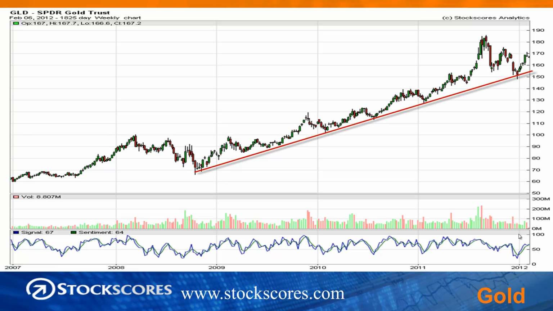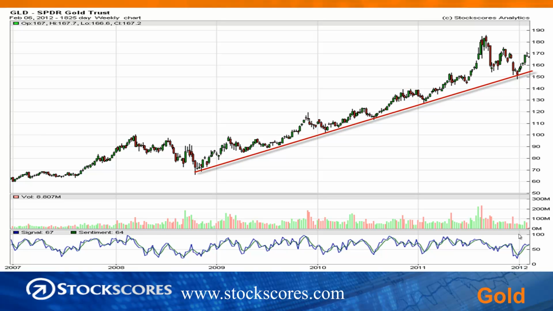Gold remains in a long-term upward trend. I've drawn here a 5-year weekly chart. We've had a pretty good run over the last few weeks. I think that there's a sentiment here that we may see some profit taking in gold in the very short term, but that long-term upward trend line, which I've drawn in red, remains in place, and therefore the long-term outlook for gold remains positive.